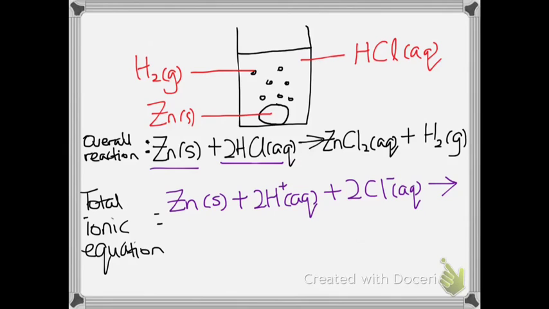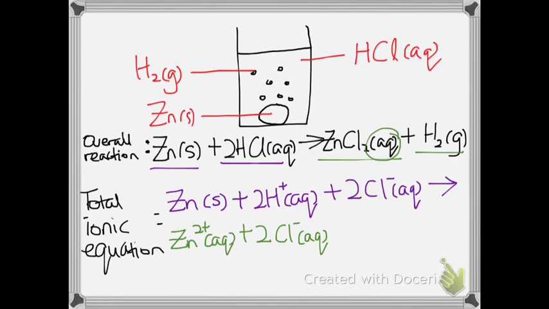Next, we look at the products. For the products, we have zinc chloride solution. As it is an aqueous compound, it will be split up into its ions: Zn2+ (aq) and 2Cl- ions. The other product, hydrogen, is a gas. Therefore, it will remain as it is.